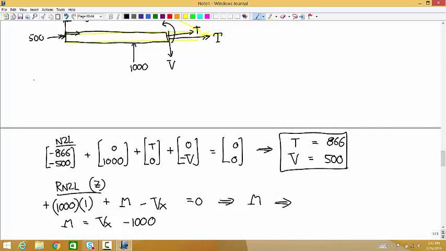We know what V is, so m is equal to 500x minus 1,000.